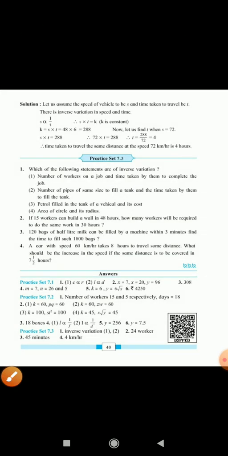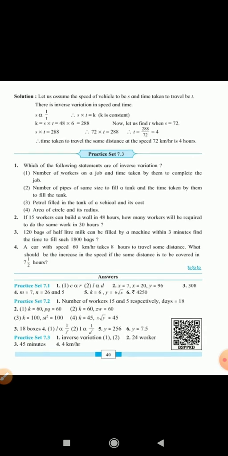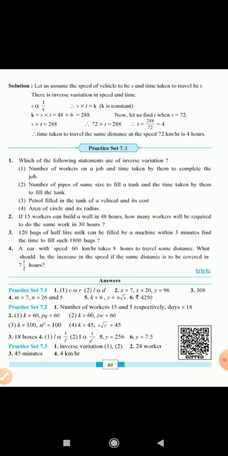So here, let us assume the speed of the vehicle to be S and the time taken to travel be T. There is inverse variation in speed and time. S is inversely proportional to 1 upon T. Therefore, S into T is equal to K, where K is a constant. K is equal to S into T, that is equal to 48 into 6, that is equal to 288.